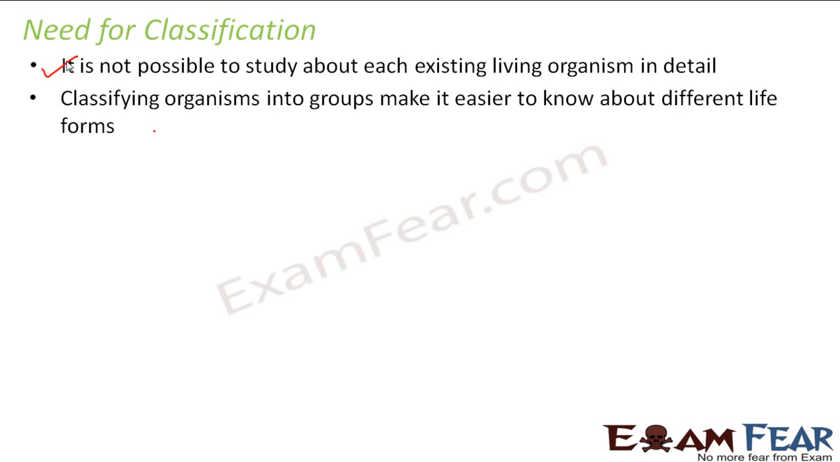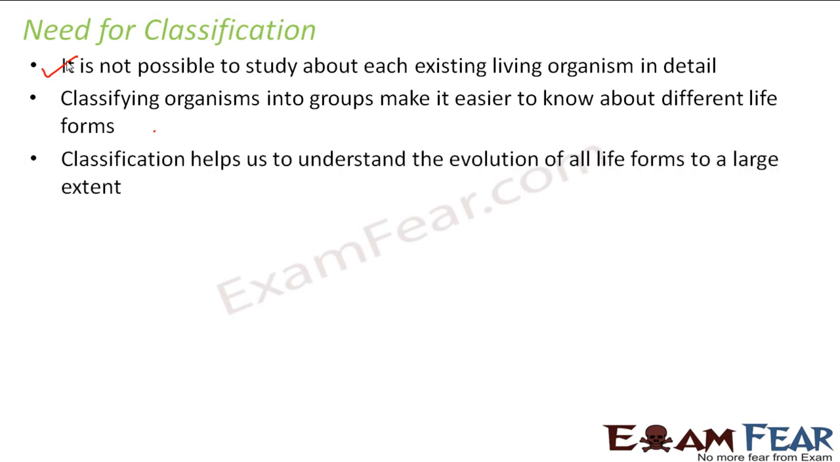Classifying organisms into groups makes it easier to know about different life forms, because here you do not have to remember so many things about so many organisms. You just have a couple of groups and you can remember some handful of characteristics relating to each group. That way you get a rough idea about the huge variety of life forms that exist on Earth. Classification helps us to understand the evolution of all life forms to a large extent.